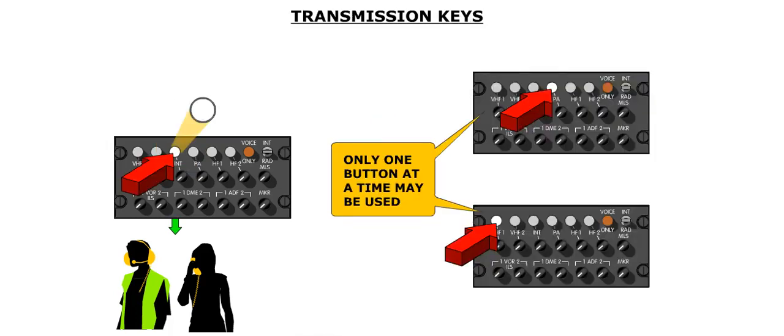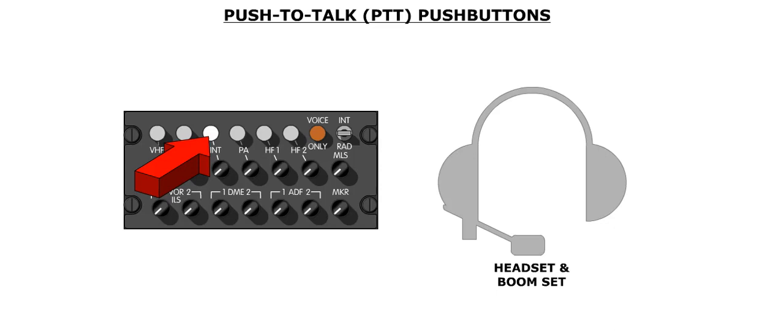In order to transmit through a given source, the desired transmission key is pressed in. Once a transmission key is pressed in, it illuminates white. Only one key can be selected at a time. Selection of a transmission key automatically deselects any previously selected mode.